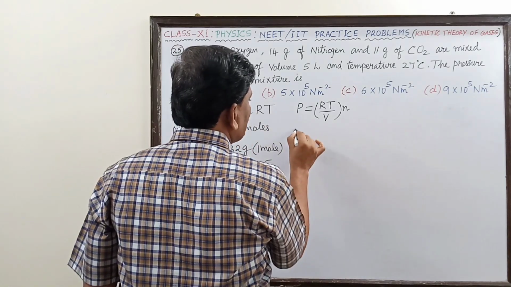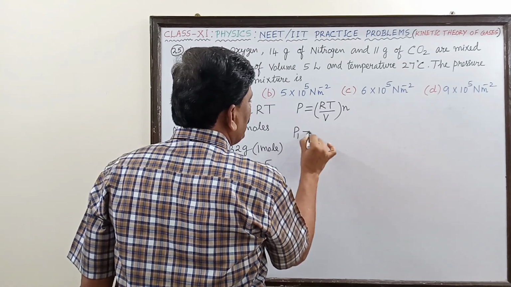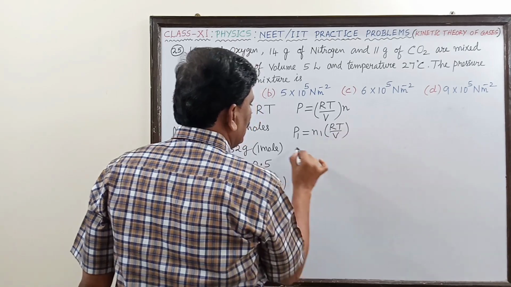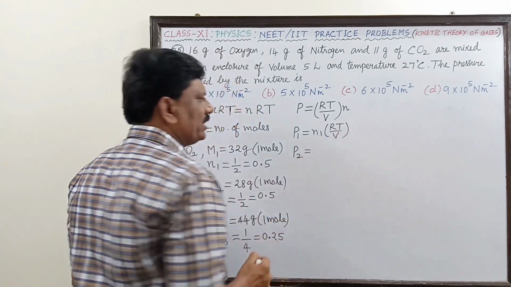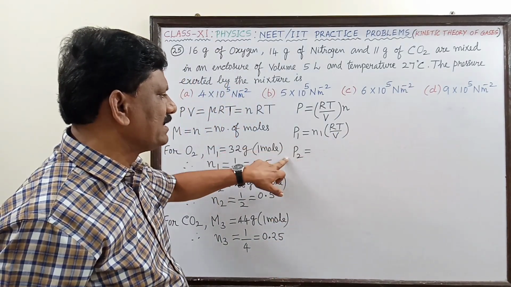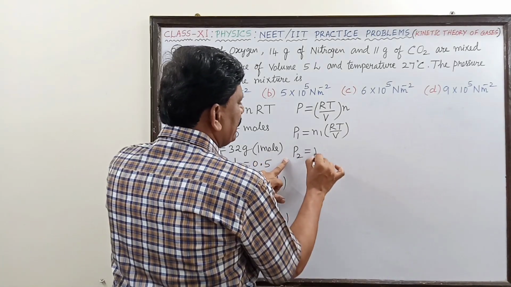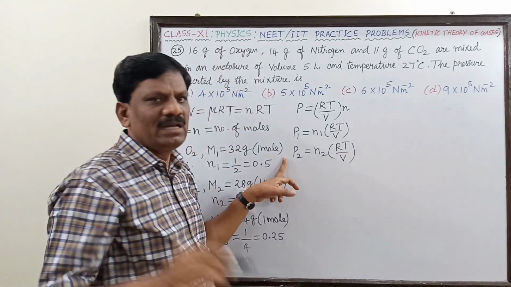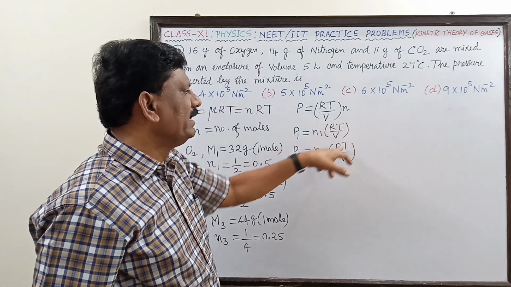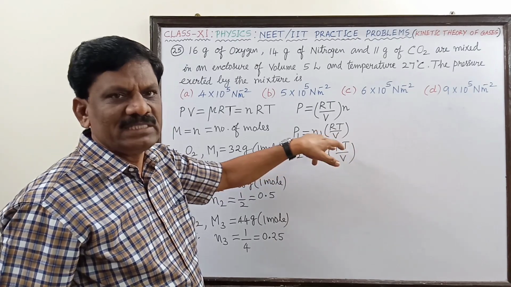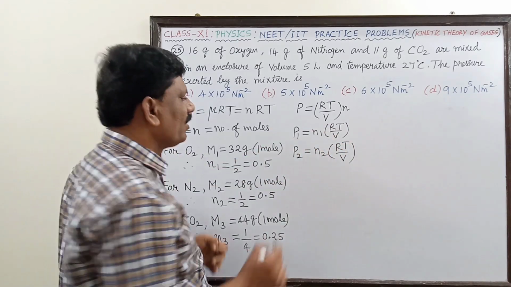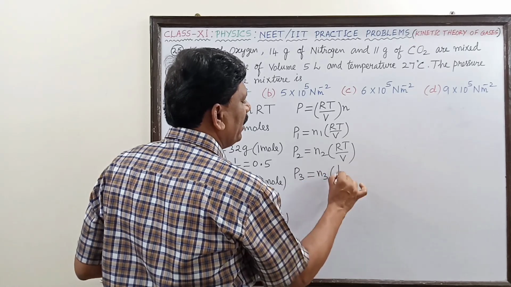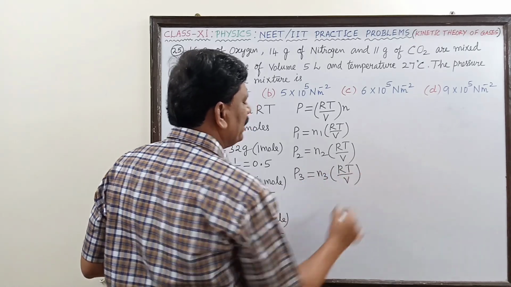So suppose P1 is equal to N1 into RT by V, and P2, the pressure exerted by the first gas is P1, the second gas is P2, that is its number of moles into RT by V, because all the three gases now are maintained at the same volume and temperature. R is also the same for all the three gases. So the pressure exerted by the third gas must be equal to N3 into RT by V.